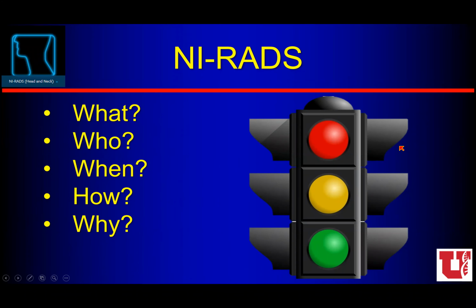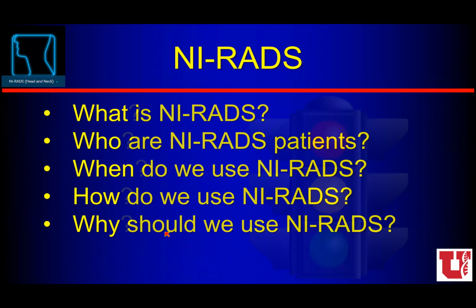I like to think about this as a stoplight. Do I see nothing? Do I see something a little bit suspicious, or do I see definite disease in that area? So for us, green, yellow, and red. I'm going to talk about NI-RADS in simplistic terms: what, who, when, how, and why. What is NI-RADS? Who are the NI-RADS patients? When do we use NI-RADS? How do we use it? And why should we use NI-RADS itself?